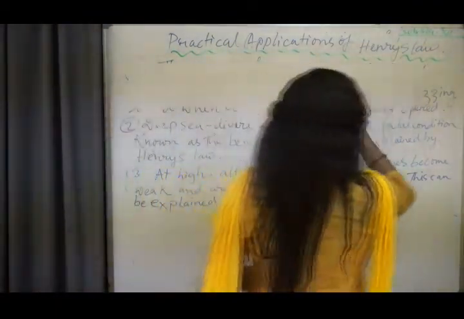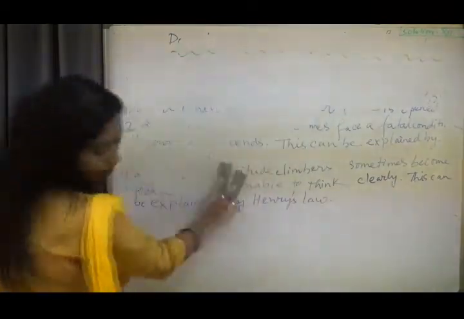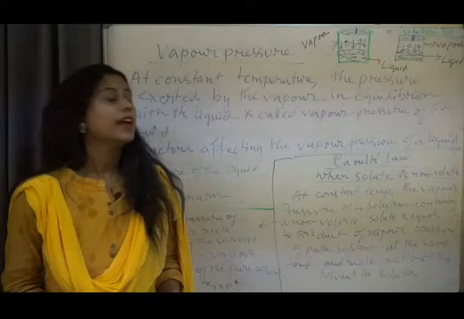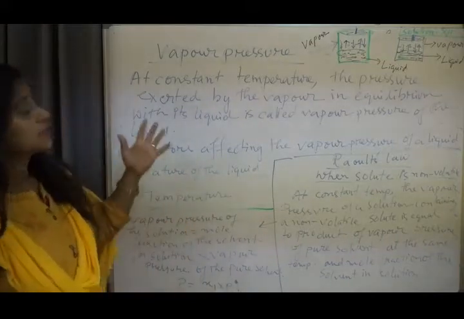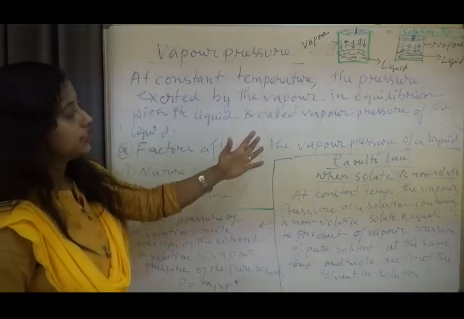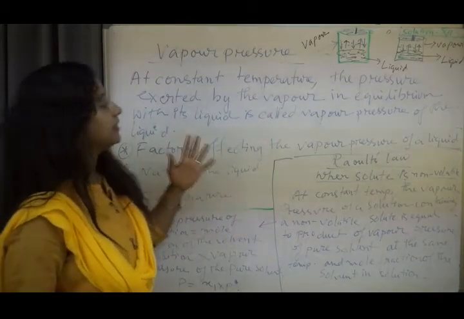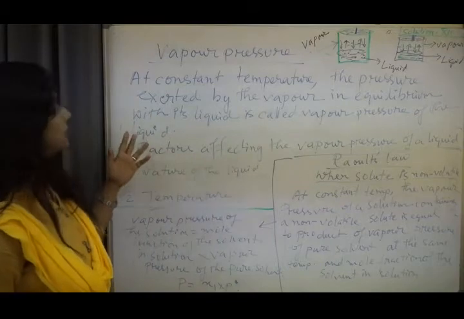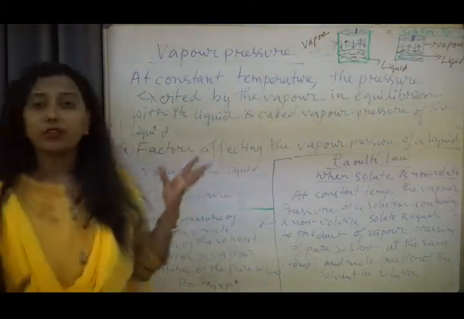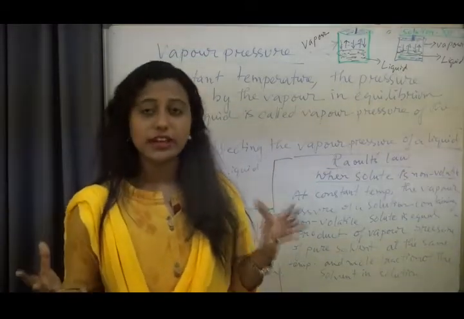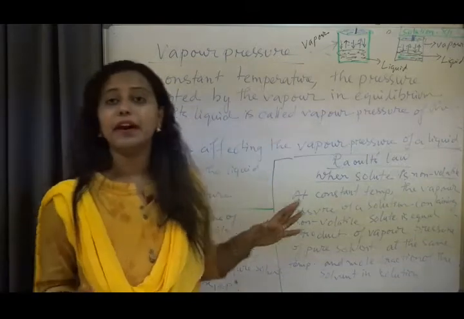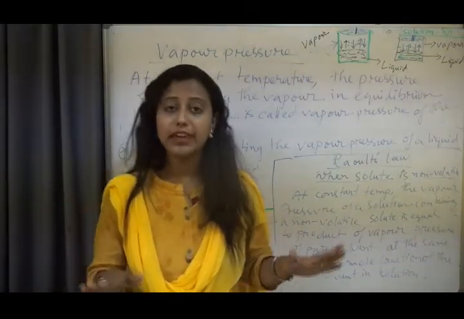So now I will be discussing another topic, which is vapor pressure. At constant temperature, the pressure exerted by the vapor in equilibrium with the liquid is called the vapor pressure. At constant temperature, so the temperature should be constant. The pressure exerted by the vapor in equilibrium, so there will be equilibrium.